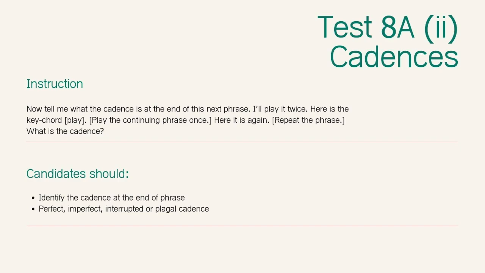The next part would be cadences. Here is the instruction. Now, tell me what the cadence is at the end of this next phrase. I'll play it twice. Here is the key chord. The examiner plays the continuing phrase once. Here it is again. The examiner repeats the phrase. What is the cadence? Candidates should identify the cadence at the end of the phrase, whether it's a perfect, imperfect, interrupted, or plagal cadence.